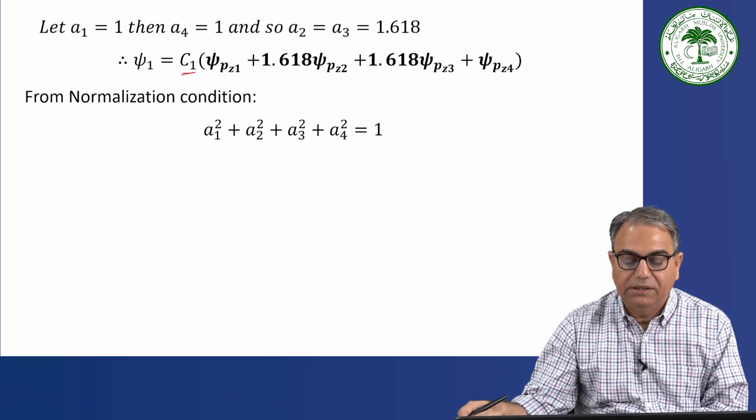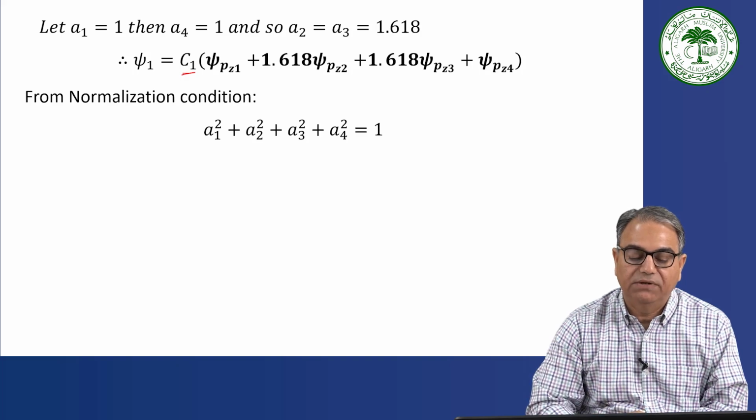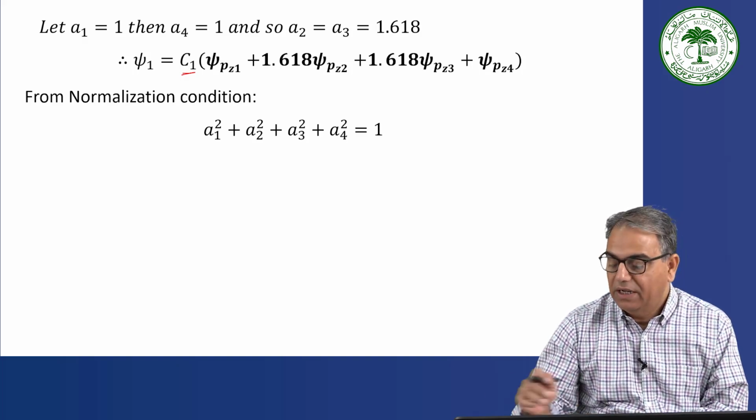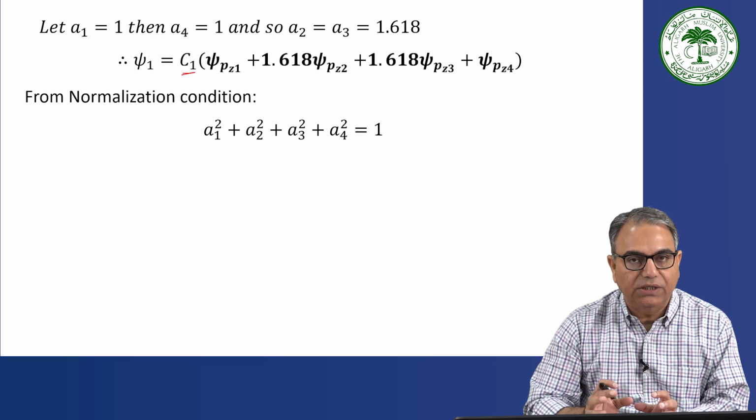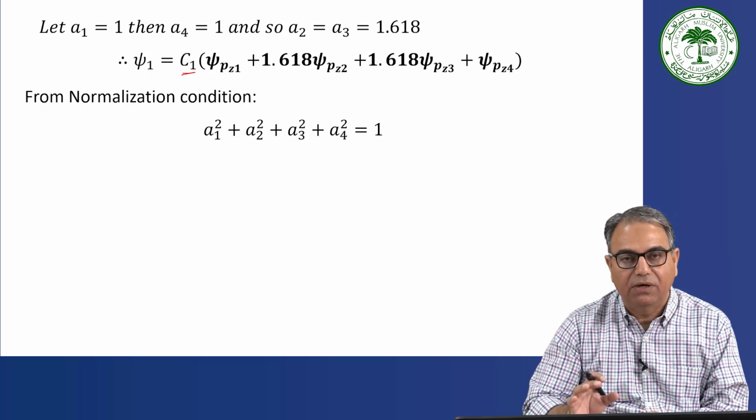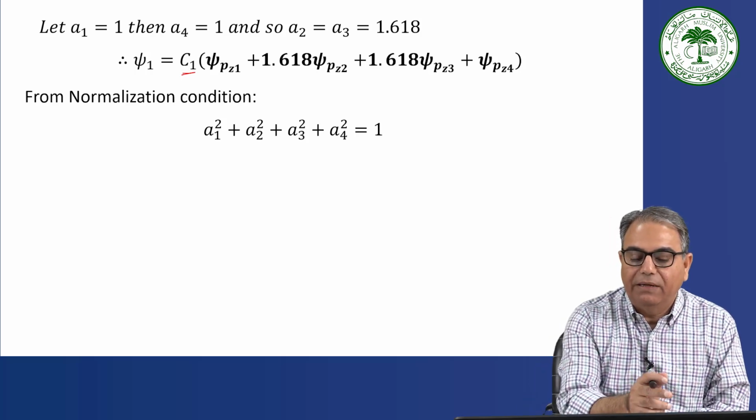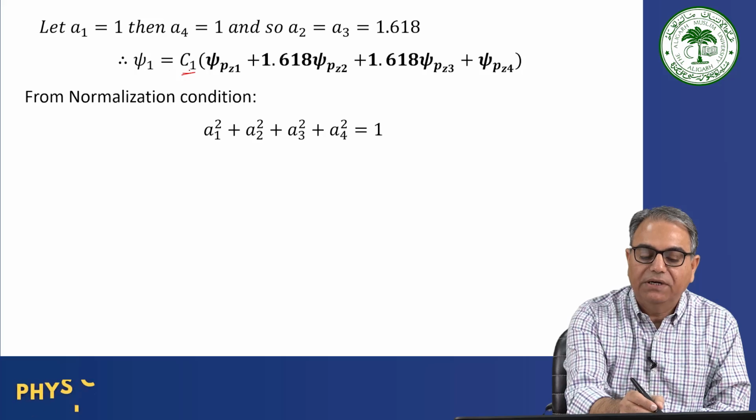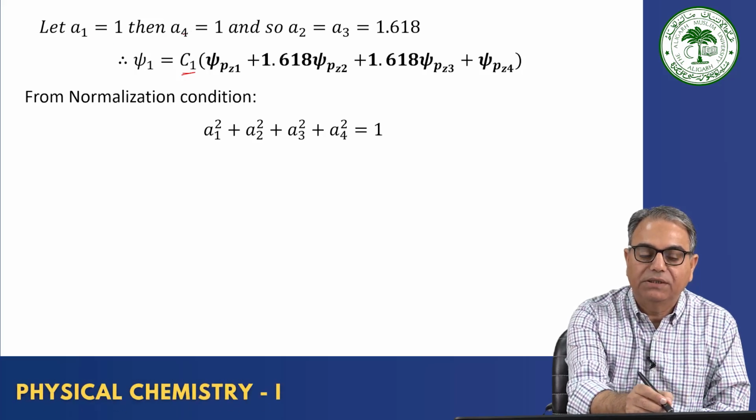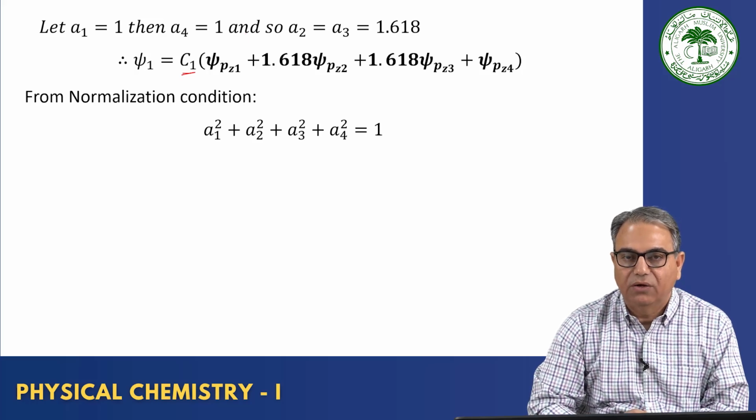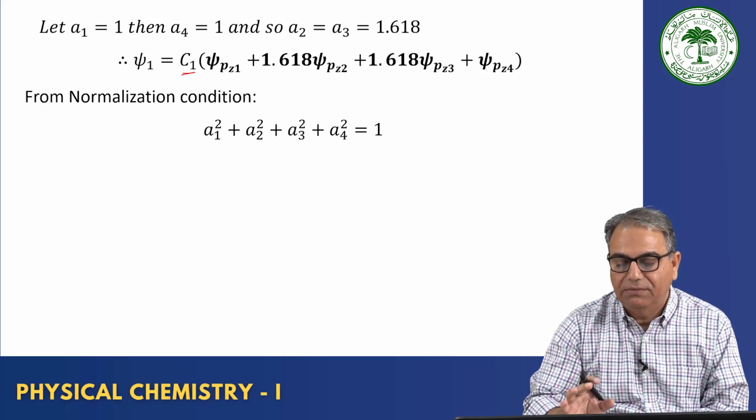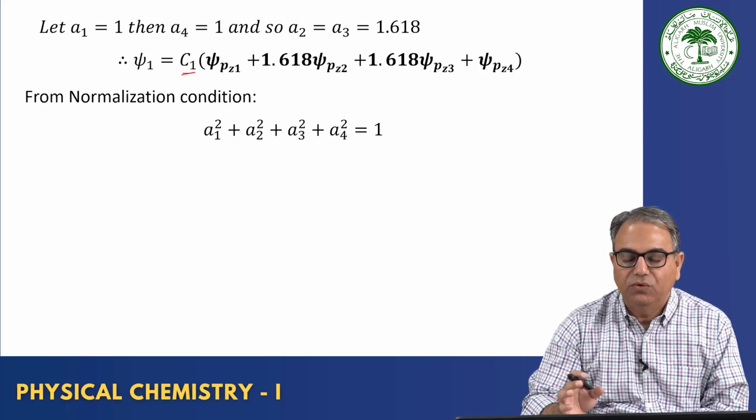For the normalization condition, again the same equation you will obtain: A1 square plus A2 square plus A3 square plus A4 square is equal to 1. And see, in every example there are some distinct things which you should notice. It is not at all a repetition of the same thing. Previous to this one, we never came across substituting the relative values of A1 and A4 and then finding the value of the coefficients. So in every example there are some new concepts involved.